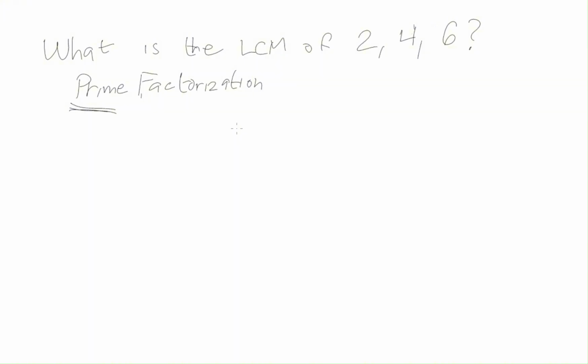Okay, for this example, we have 3 numbers. That looks kind of scary, right? But no, don't worry about that. We're going to break this down into smaller portions. We're going to make 3 trees. We're going to write the 2, 4, and the 6. So let's do prime factorization.